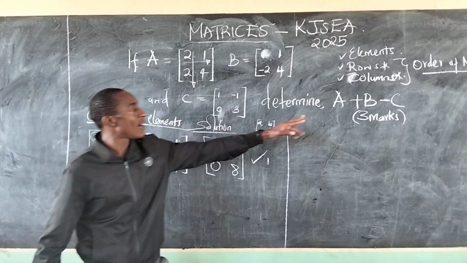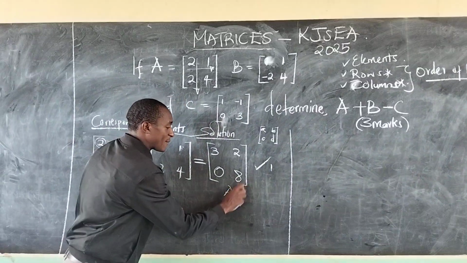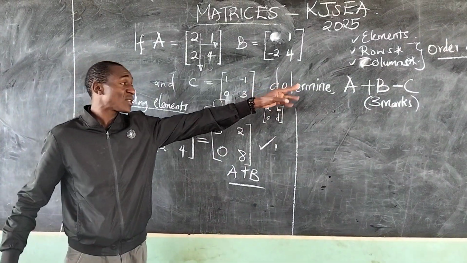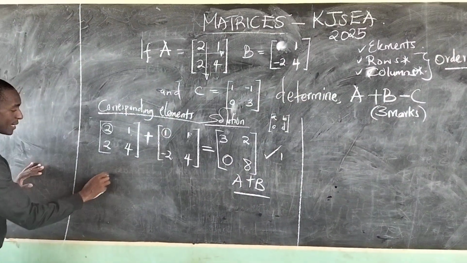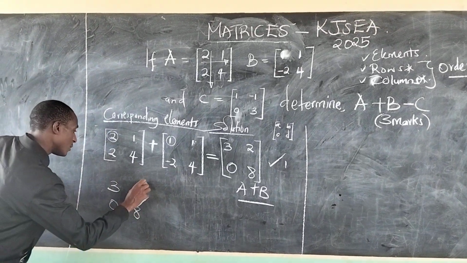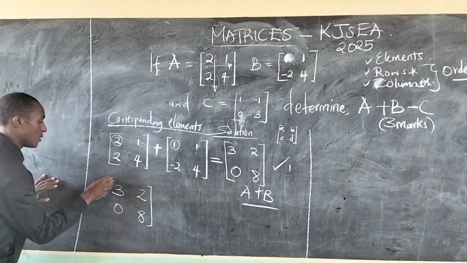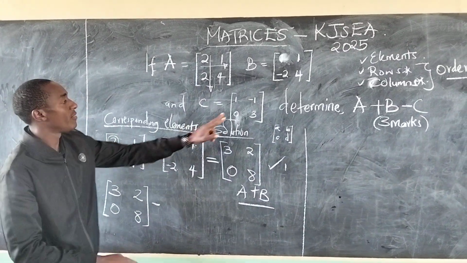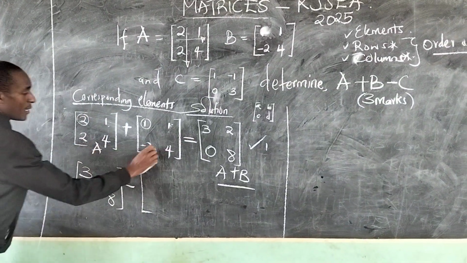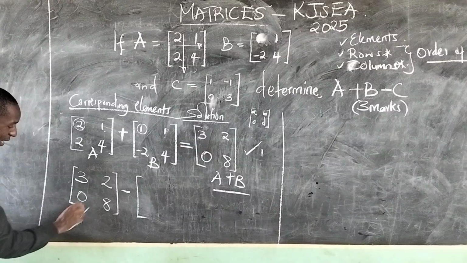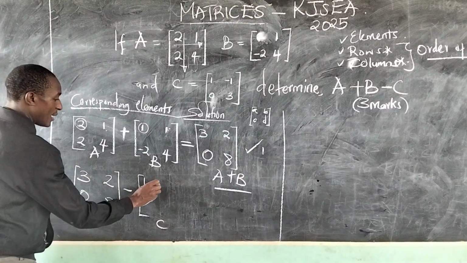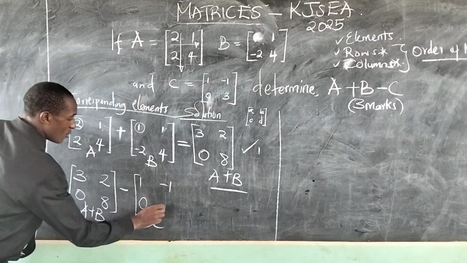The second part is now bringing the A plus B and subtracting C from it. We shall say what we found, 3, 2, 0, 8. We subtract this matrix C. So this was A, this was B, this is now A plus B, and then this is C: 1, negative 1, 0, 3.